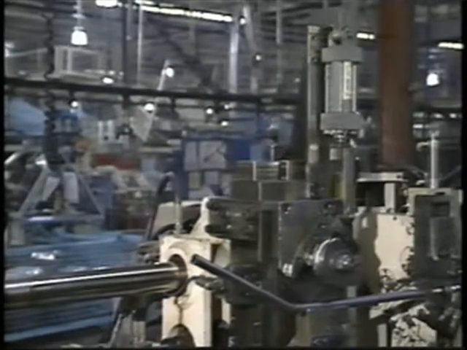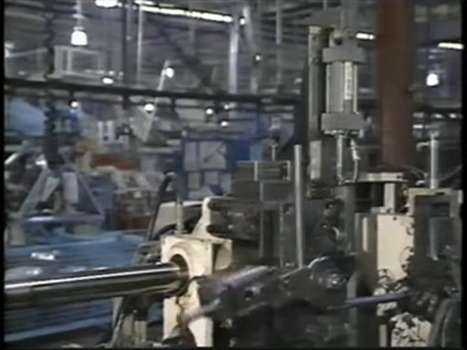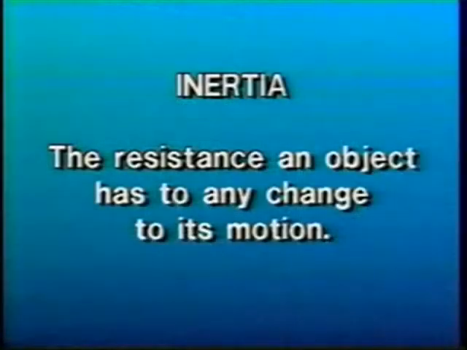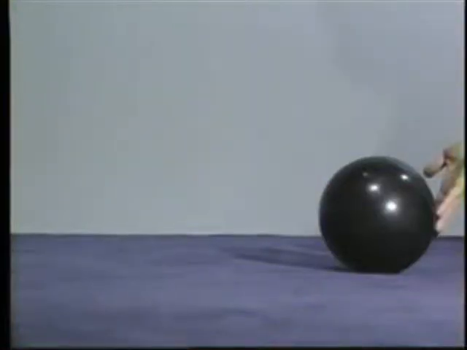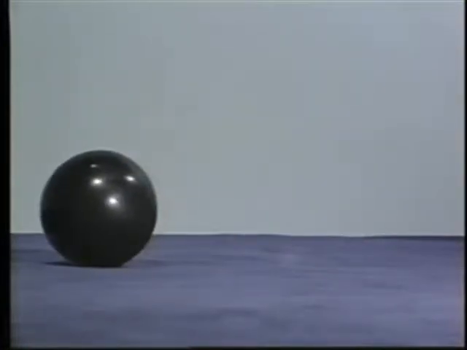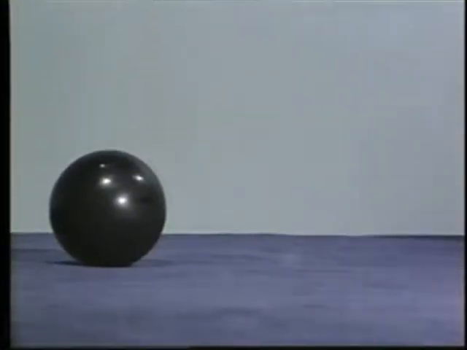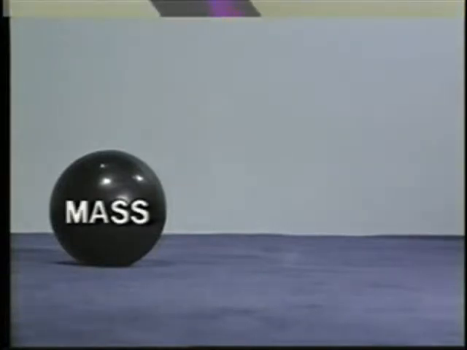That's because all objects exert a force of their own called inertia. Inertia is the natural resistance that an object has to any change in its motion. In order to get this ball moving, we have to apply enough force to overcome its inertia. How much inertia an object has depends on its mass.